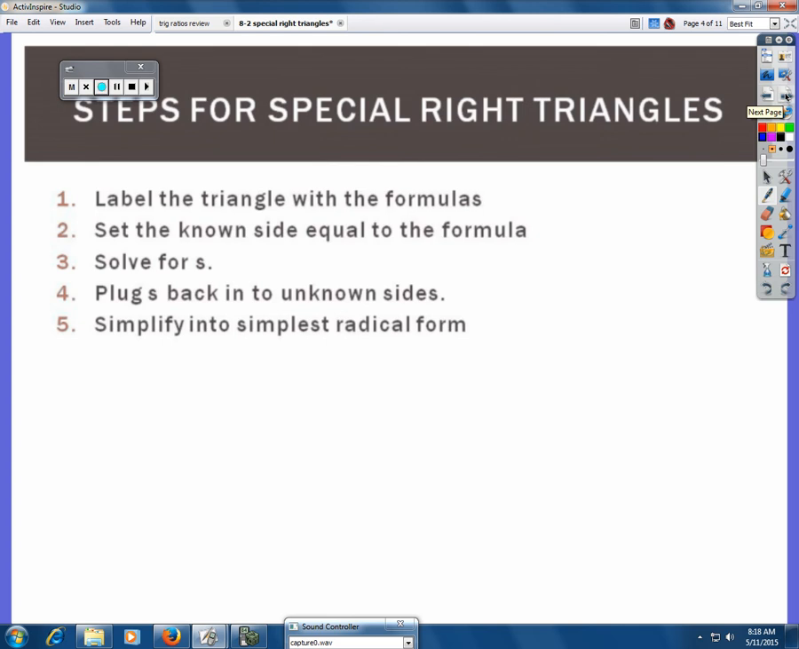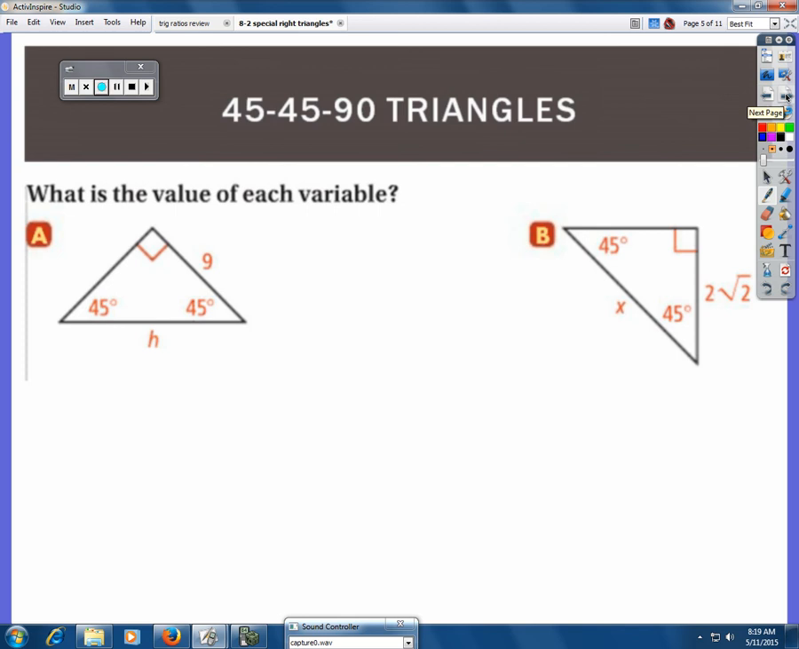Now, to solve a problem with these types of triangles, there are 5 basic steps. You'll label the triangle with those formulas, the S, S, and S square root of 2 on the hypotenuse. Set the known side equal to the formula, since you're always given a number on one of the sides, and solve for S. Plug S back into the sides that you don't know and simplify. And we always simplify to simplest radical form. Those steps are written out in your notes already. How do you do that?